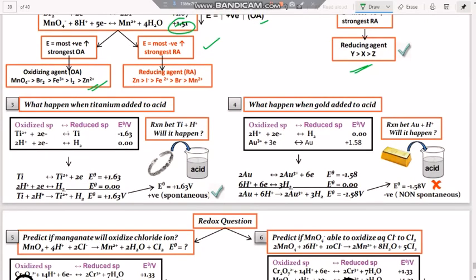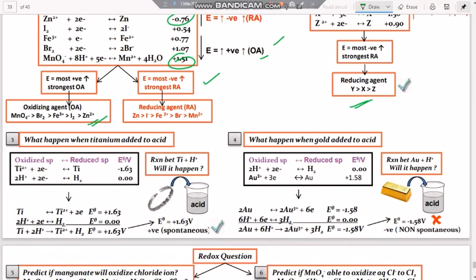Here you can observe one most important point. What will happen when titanium is added to an acid? Here titanium has an E naught value of minus 1.63 and that of hydrogen is 0. So when you do the chemical reaction, the E naught value shows a spontaneous reaction takes place. While when gold is added to acid, gold has an E naught value of plus 1.5. These are all reduction potential values we are discussing. Once the reaction is observed, the E naught value calculated is minus 1.58. So gold should not be added to acid. That is the meaning of it.